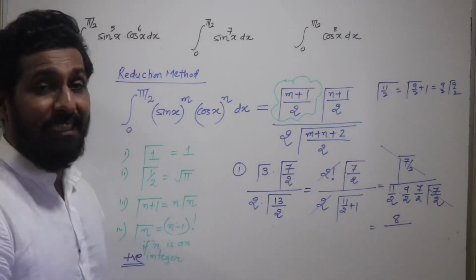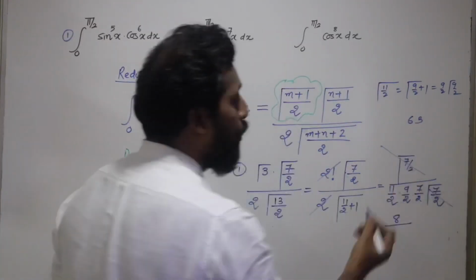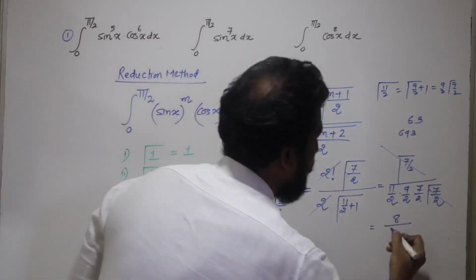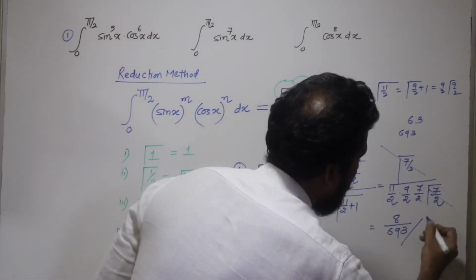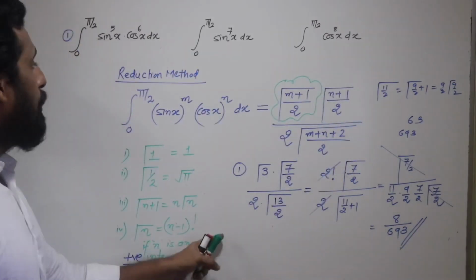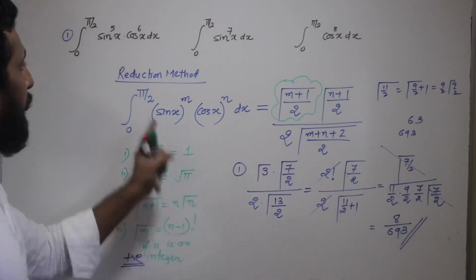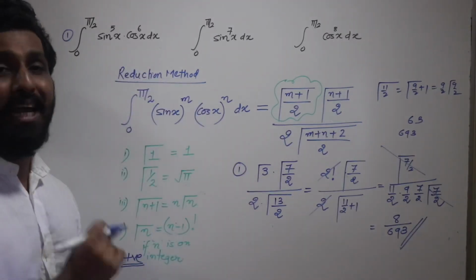Then 9 7s are 63. I hope you know what happens when you multiply by 11. You get 693, isn't it? So I would write 8 upon 693. So that's your answer for the first question. Isn't it a very super technique? If you know the technique, you can get the answer within a trice, isn't it?